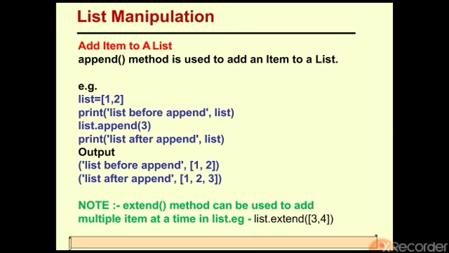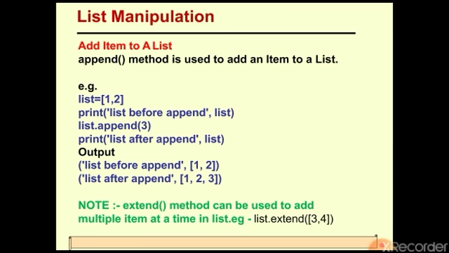Now see the list here, it is 1, 2, and first we are printing the list in the example before appending. It is only 1, 2. Then we are writing list.append. Using the dot operator, this append function will be used, and whatever value we want to append will be passed within the parentheses as an argument. So here we are passing 3. This 3 will be appended to the list 1, 2. So after appending, the list will be 1, 2, 3.